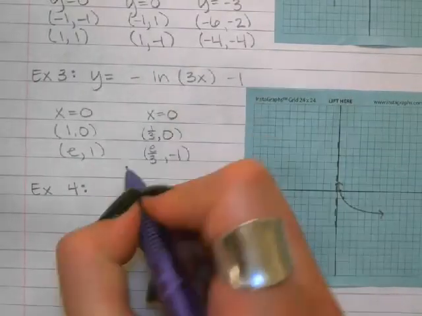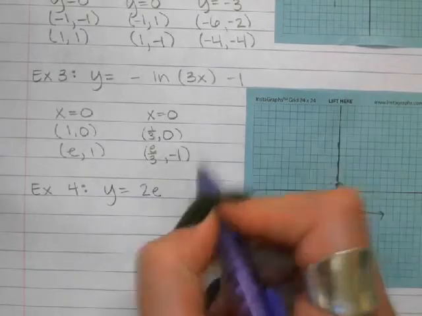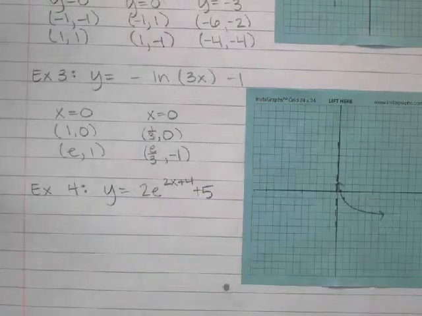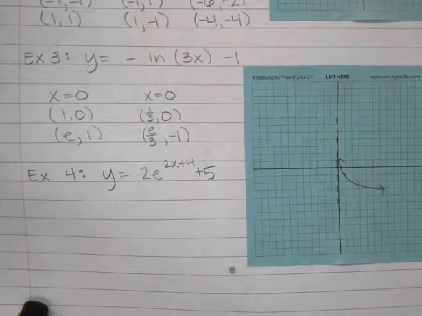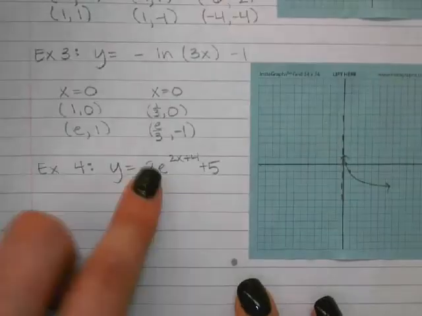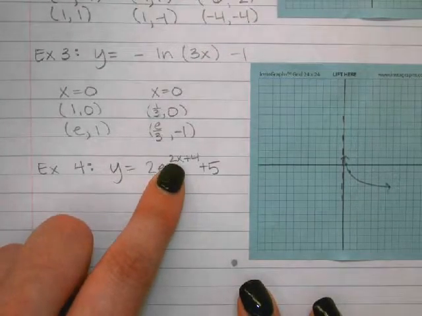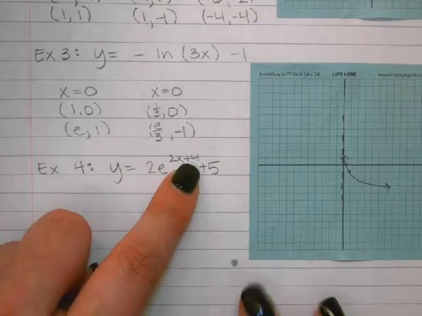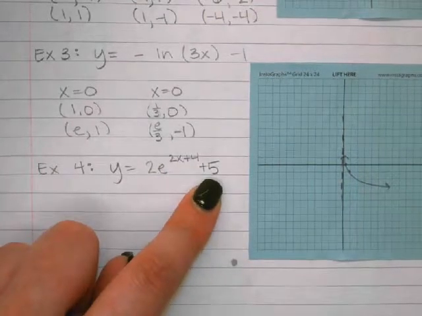So for this one, we have y equals 2e to the 2x plus 4, plus 5. I really went to town on this one. Transformations. It's obnoxious. So for this one, we have a vertical stretch of 2, a horizontal compression of 1/2. I can't see how far left I need to go in the form it is right now because it's not factored, so I'm going to ignore that for a second. And then it has shifted up 5.